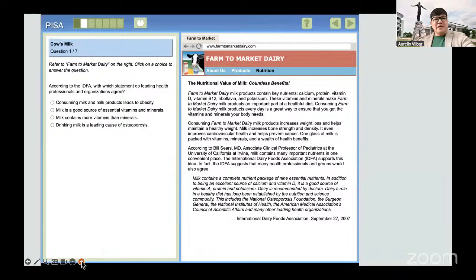So, the students would read this on the right, Farm to Market Dairy. The nutritional value of milk, countless benefits. Farm to Market Dairy milk products contain key nutrients: calcium, protein, vitamin D, vitamin B1, riboflavin, and potassium. These vitamins and minerals make Farm to Market milks important. Babasahin niya lahat yan. Tapos, on the left, refer to the Farm to Market Dairy on the right. Click on the choice to answer the question correctly.